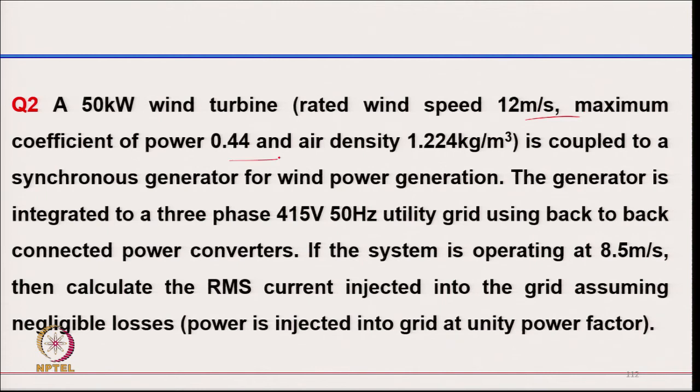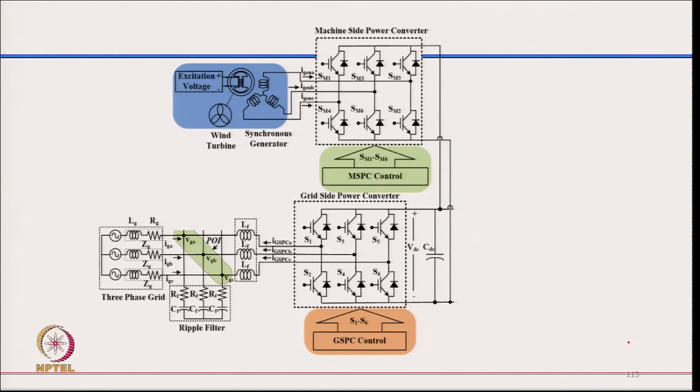Now, coming to the second example: a 50 kilowatt wind turbine with a rated wind speed of 12 meter per second, a maximum power coefficient of 0.44, and an air density of 1.224 kg per meter cube is coupled to a synchronous generator for wind power generation. The generator is interfaced to a 3-phase 415 volt 50 hertz utility grid using back to back connected power converters. If the system is operating at 8.5 meter per second, then calculate the RMS current injected into the grid, assuming negligible losses and power injected into the grid at unity power factor.